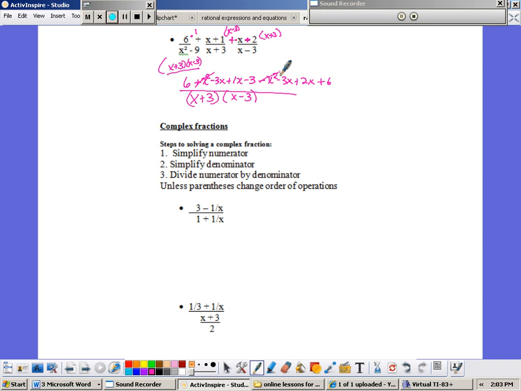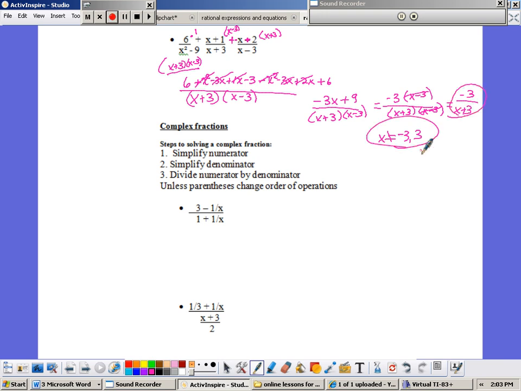My x squares drop out. I have a negative 3x and a 1x, which is negative 2x, which drops the positive 2x out. So I'm left with a negative 3x. And I have 6 minus 3, which is 3, and 3 plus 3 is 9, over x plus 3, x minus 3. I can pull out a negative 3 and get x minus 3 over x plus 3, x minus 3. So x cannot be negative 3 or positive 3. The negative 3's cancel out. The x minus 3's cancel out. I'm left with negative 3 over x plus 3. So that's my answer with my restrictions.